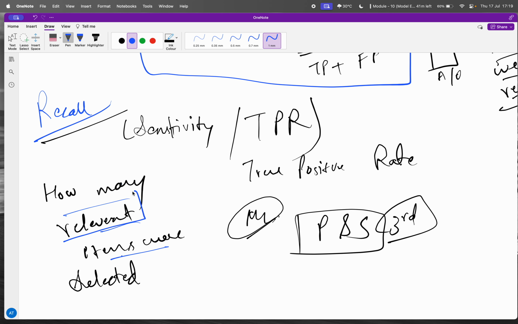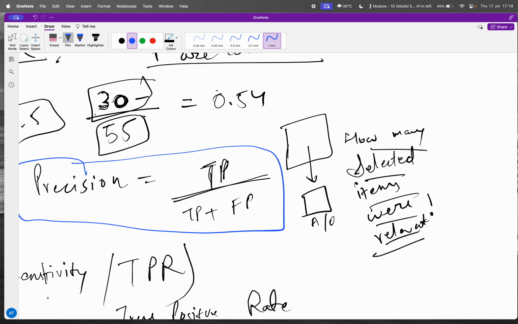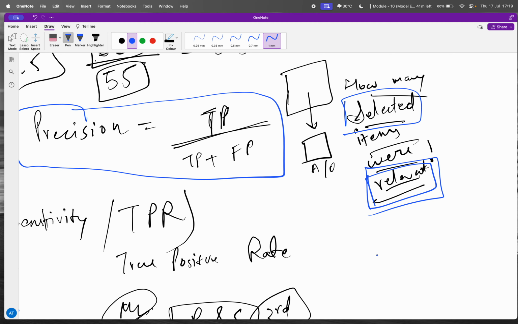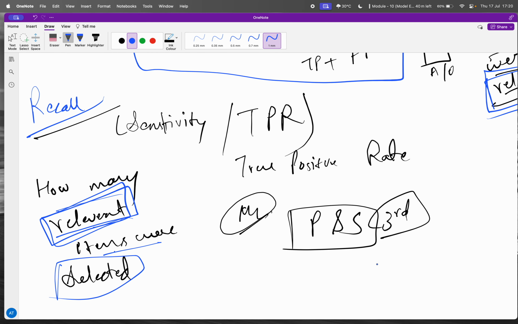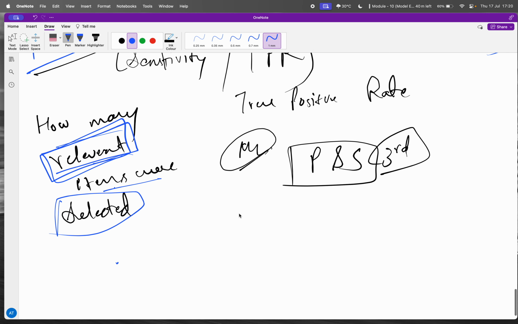Okay, so what I was trying to say, how many relevant items were selected? See, first we are checking for relevant items, right? And then we are checking it is selected or not. Did you get the point? Over here, we are selecting items and then checking is it relevant or not. Here we are checking for the relevant items and then checking how many of them are selected. Just vice versa. Okay, I'll give you the formula. By the formula you will understand.